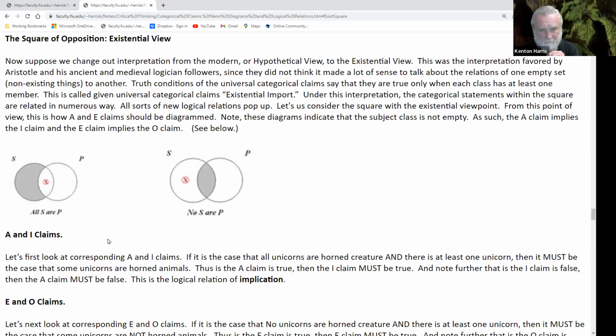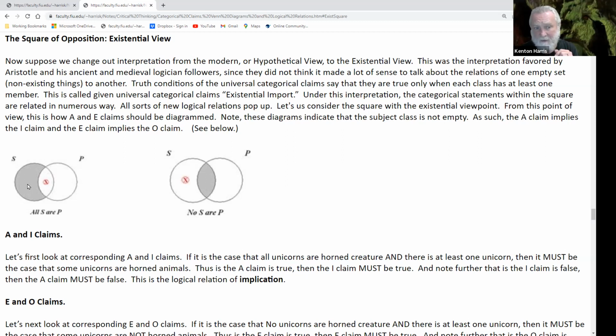In other words, it cannot both be the case that there's an X in this middle section and this middle section is empty. Nor can it be the case that there's an X in this left-hand section and that this left-hand section is empty. They cannot both be true. Can they both be false? Yes, they could both be false.